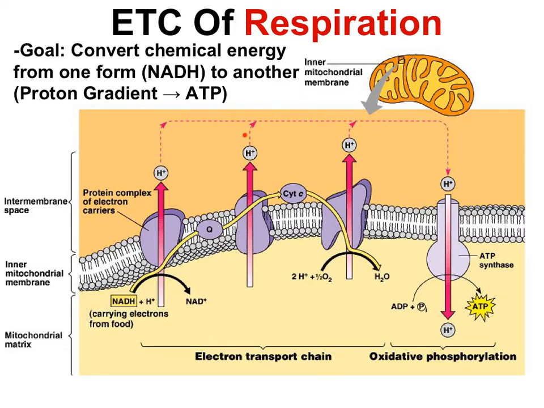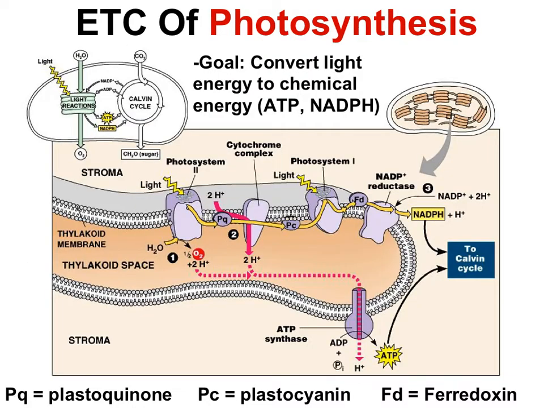The proton gradient then flows back through ATP synthase, where the energy of the gradient is used for oxidative phosphorylation, where ADP is phosphorylated to make ATP. Old news. Here's the electron transport chain of photosynthesis.